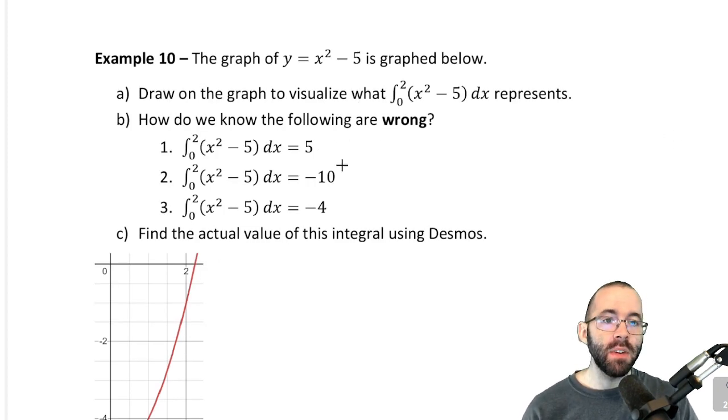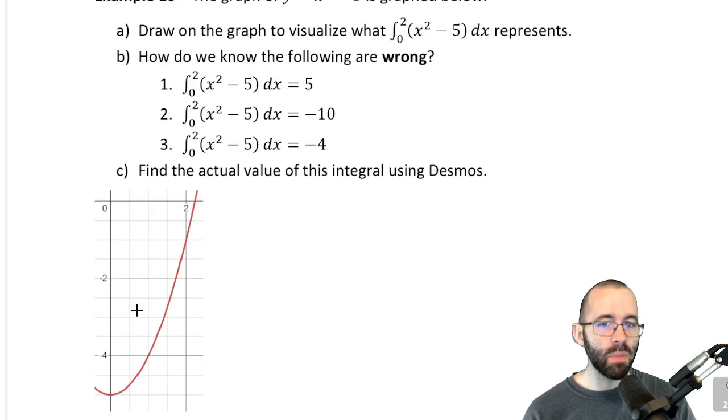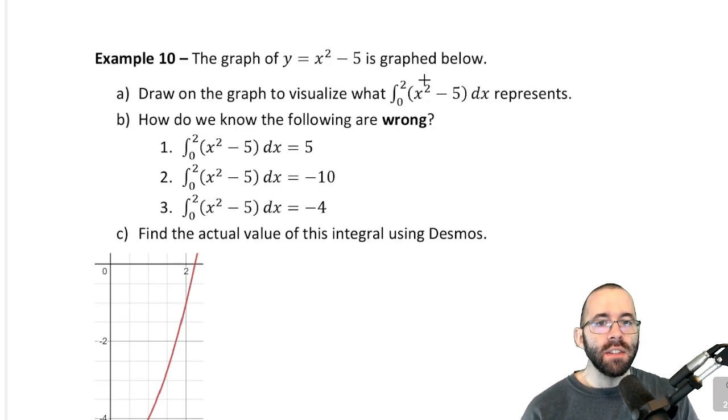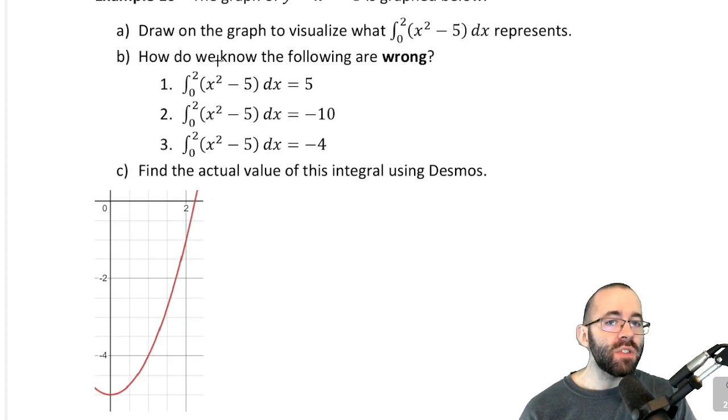Let's do another example. This is a longer example. The graph of this function, y equals x squared minus 5, that's a parabola, is shown below. So part A wants you to draw on this graph to visualize the integral from 0 to 2 of this function with respect to x.